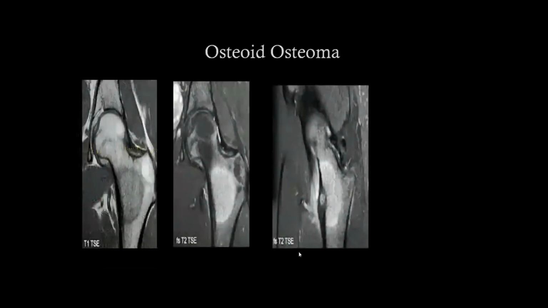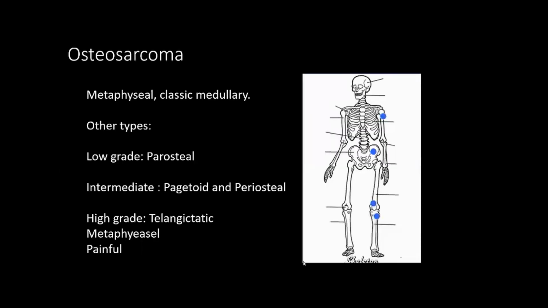Okay, and these examples take care because these come in the exam, and the common differential is the stress fracture, stress fracture of the femur. The other differential is the osteoid osteoma. Okay, we can move to osteosarcoma.